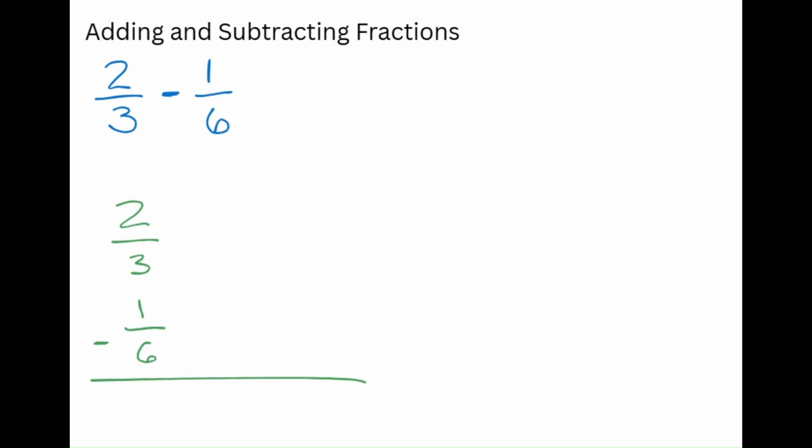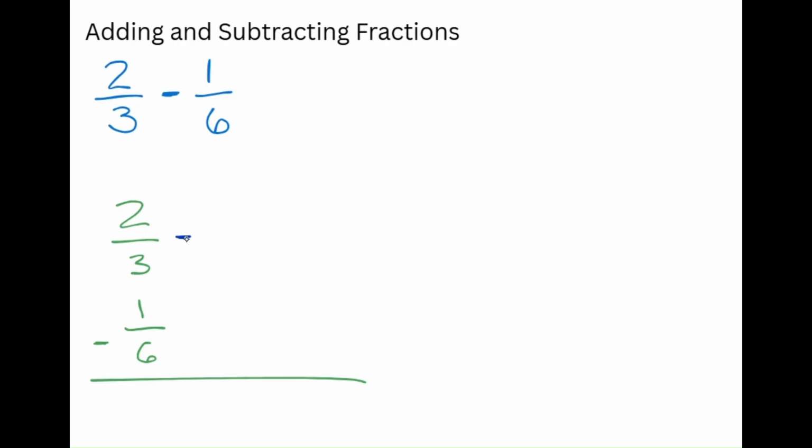So the problem I have here is that I don't have common denominators. You can think of it this way: they're not speaking the same language, right? This is cut into thirds. This is cut into sixths. It's too hard to figure out how to do any addition and subtraction when that's the case. So what I want to do is find a common denominator.